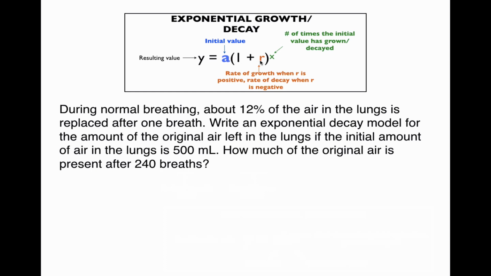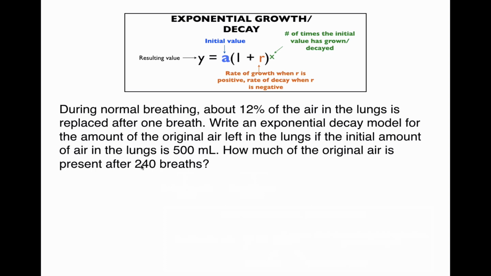Now our decay rate, in this case, is 12%. So every time you breathe, 12% of that original set of air is replaced, so it's a new 12%. It's not just oxygen, but that's what we care about. So we're losing 12% every single time we breathe. So we're decaying by 12%, so we're going to put in a negative 12% there, and we're doing this 240 times.